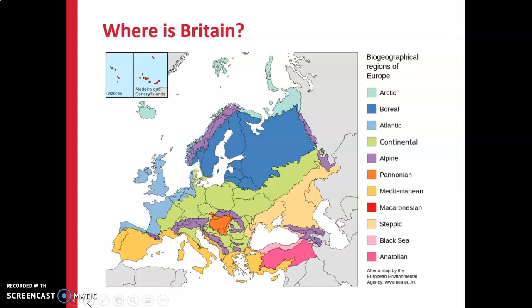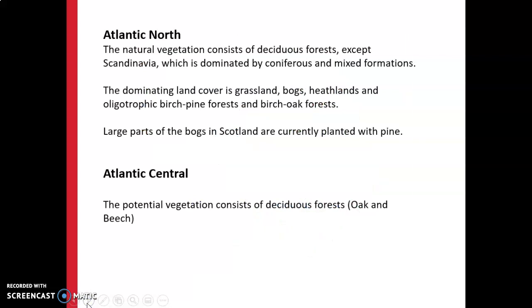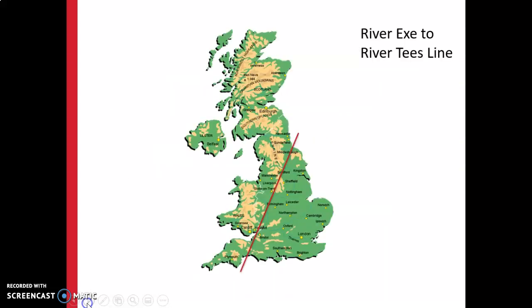So here's Britain in the Atlantic region, and then the division of Britain in terms of the north, the central Atlantic and the North Atlantic biomes. And that is quite a nice diagram that relates to the later thing about the Exe-Tees line, the northern and southern division of the United Kingdom. Bit of discussion about that.